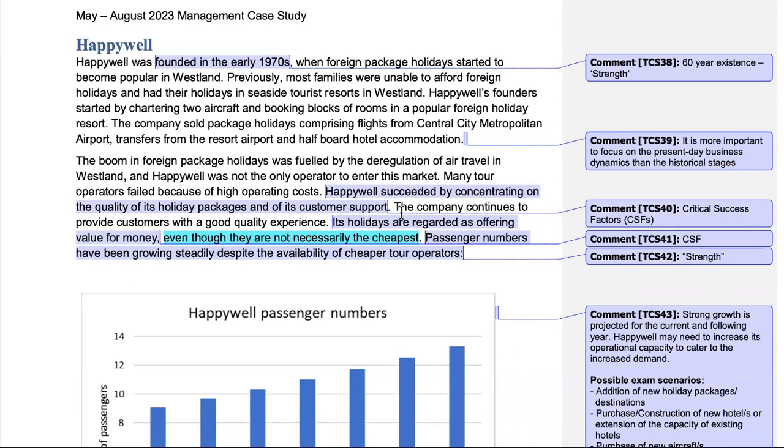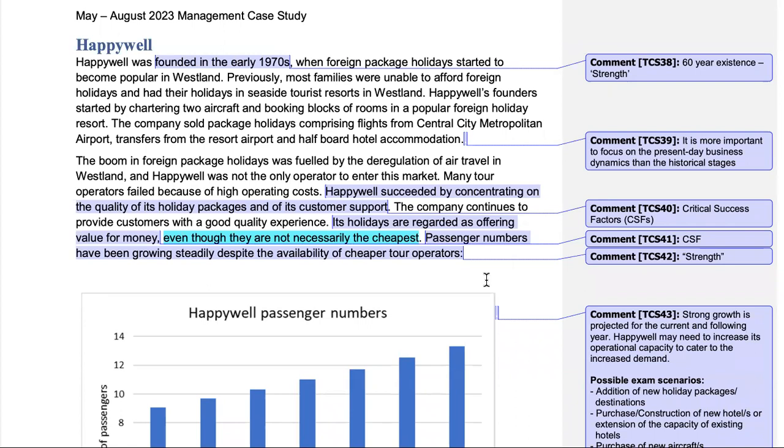Happywell succeeded by concentrating on the quality of its holiday packages and of its customer support. So these are 2 critical success factors, or CSFs, of the company. What are these 2 critical success factors? Offering quality and customer support. That drives more and more business for the company. And Happywell's holidays are regarded as offering value for money, even though they are not necessarily the cheapest.